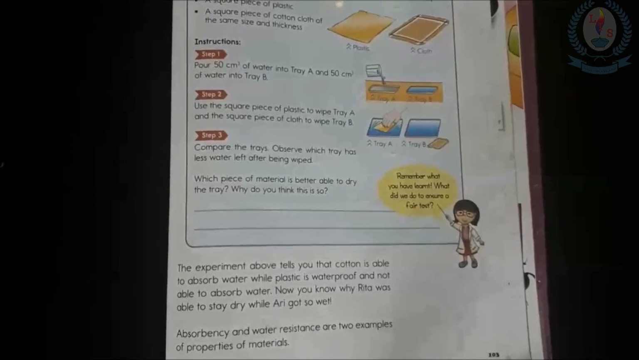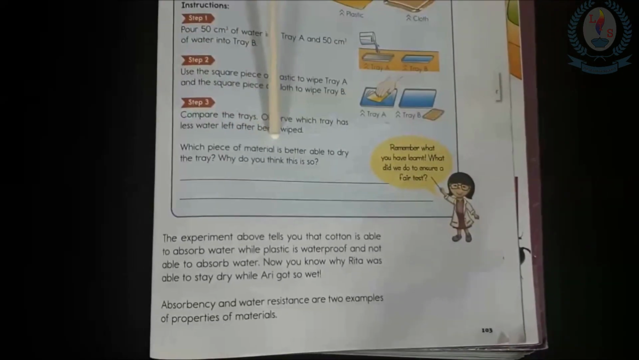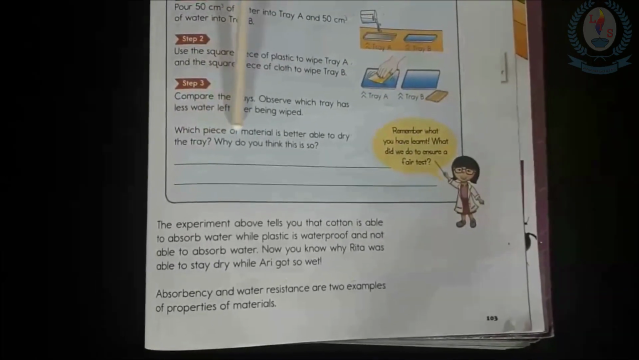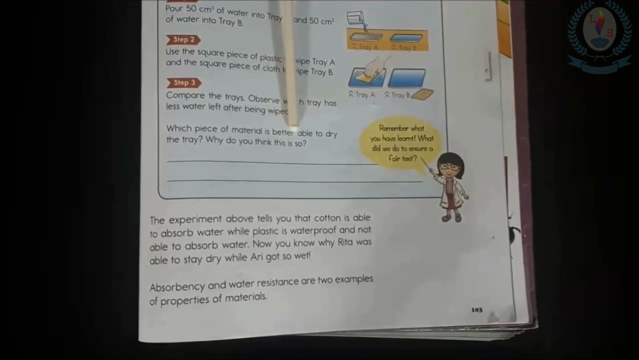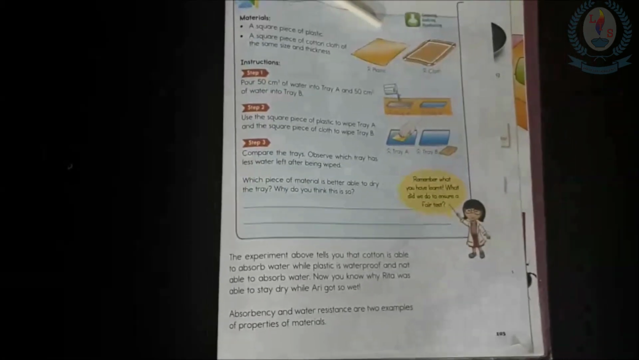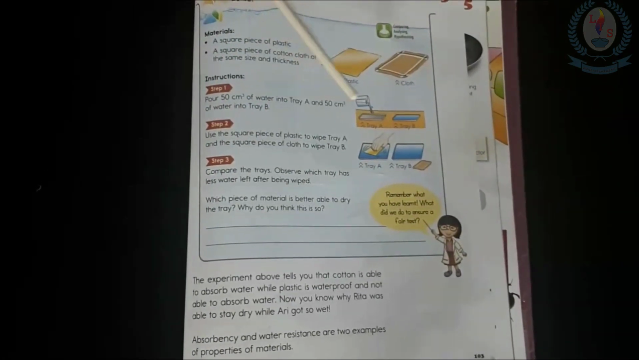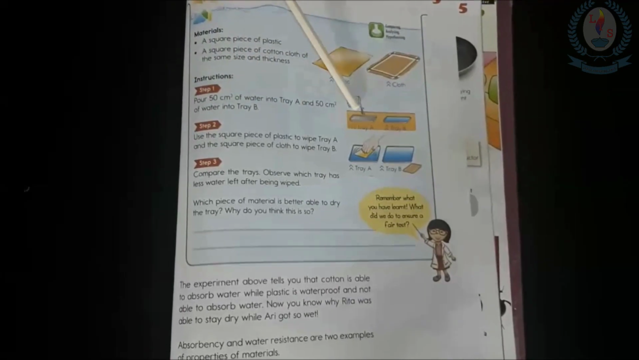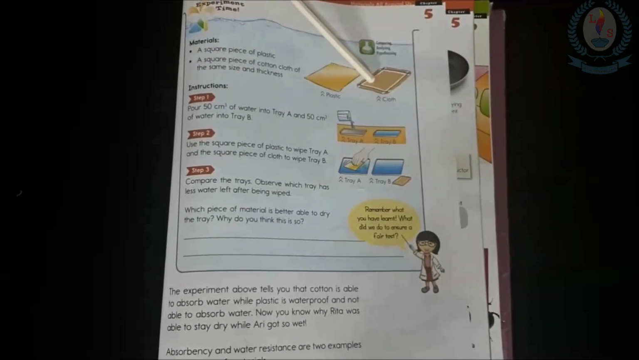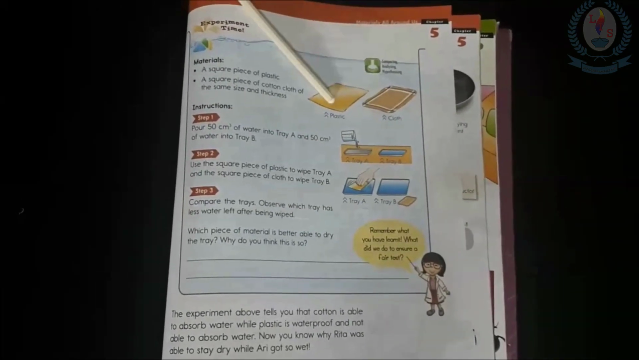There is a question at the end of the experiment. Which piece of material is better able to dry the tray? Why do you think this is so? You have to try this activity at home. Now we will guess. The cotton cloth is the answer. What is the reason for that? It is absorbent while the plastic is waterproof.